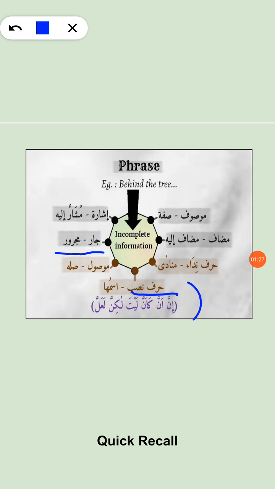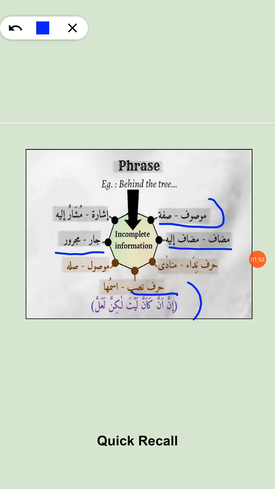Alright, after that we studied the musaf, musaf ilayh, the possessive fragments. For example, book of Allah. Alright, and here we had a couple of important points to bear in mind while making and identifying them. Alright, after that we studied the mawsuf and sifa fragment, which is your adjectival clauses. Okay, for example, a good boy, that is your mawsuf sifa.